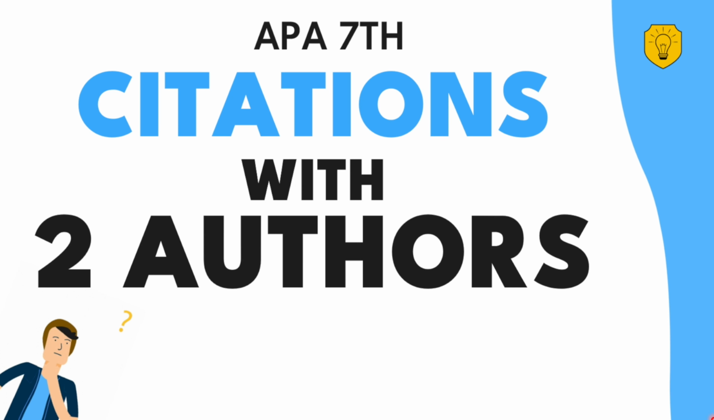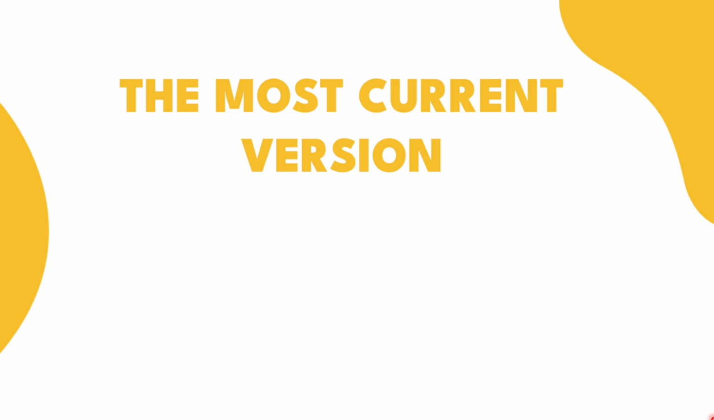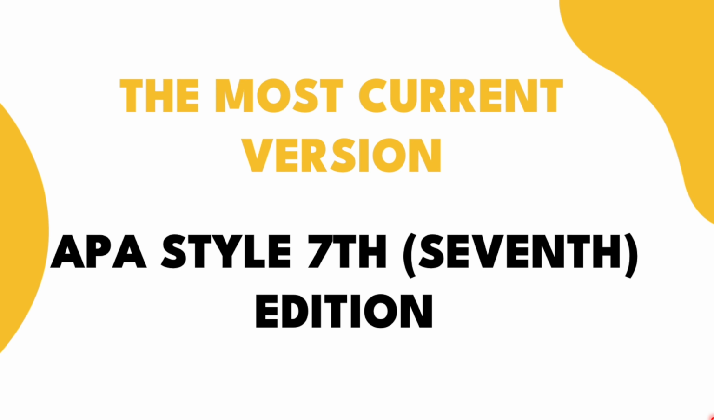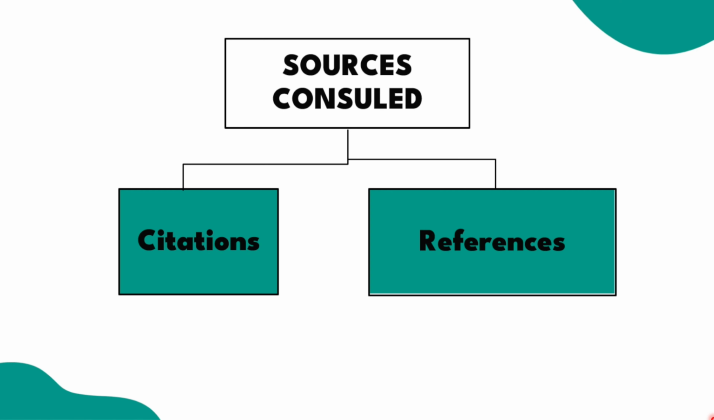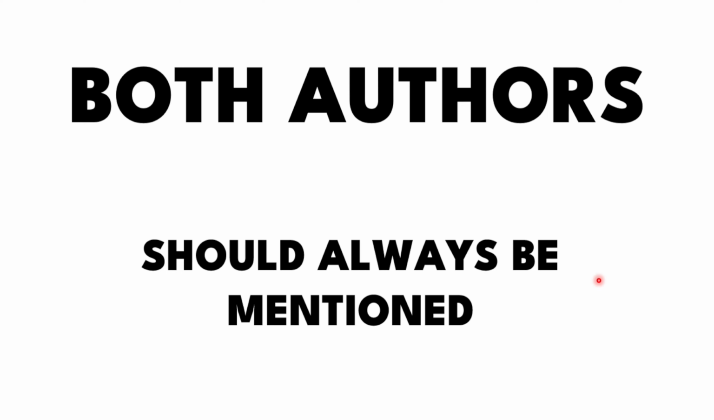Hi! With this video, you're going to learn how to make citations with two authors in an easy way, and we are going to do it with the updated version of the APA style, 7th edition. First of all, remember that the sources consulted in a document are mentioned in two moments. First, quotations go in the body of the document, and bibliographic references go at the end of the document. If that source is a single document with two authors, then both of them must be mentioned in both places.